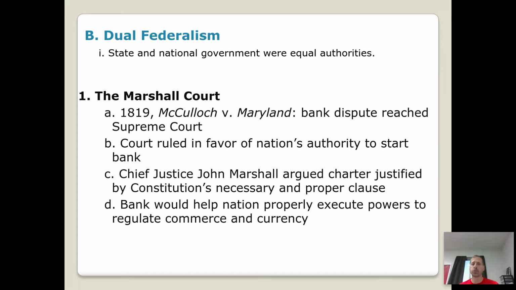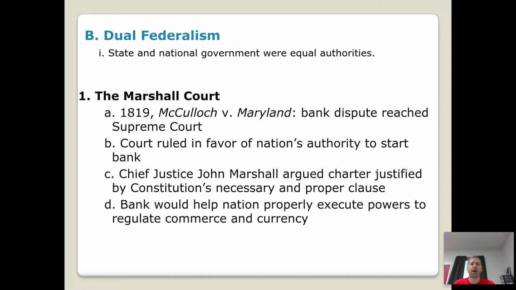Dual federalism was the earliest form of federalism. This is where the national government and the state governments were each in their own spheres. The national government had responsibilities, the state government had responsibilities, and they stayed within their own bubble. We call this dual federalism. They were on equal ground.